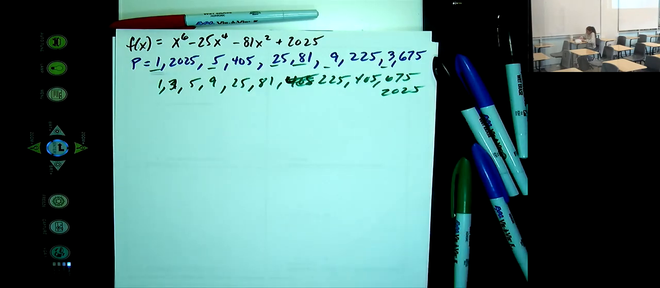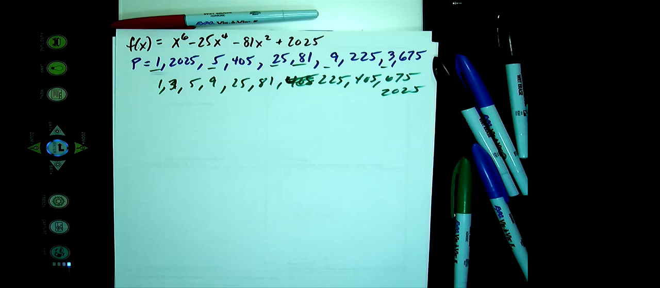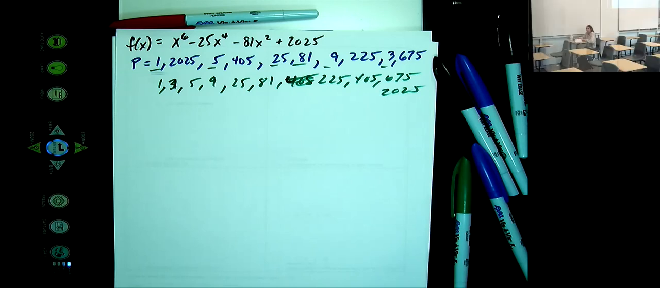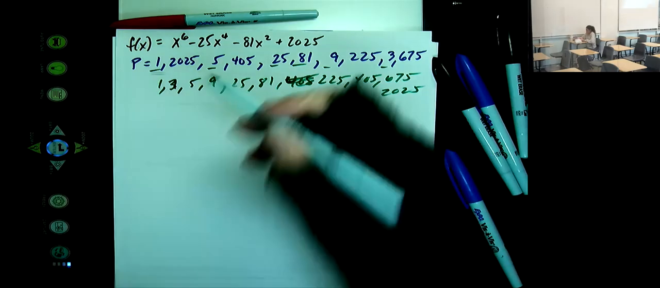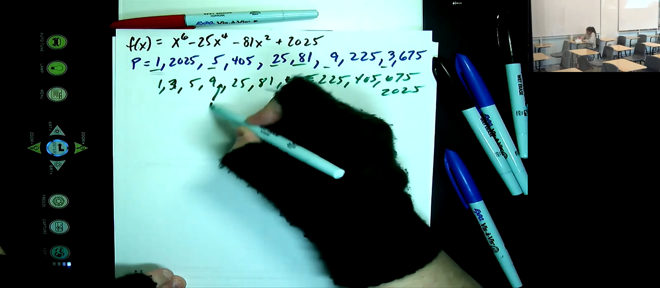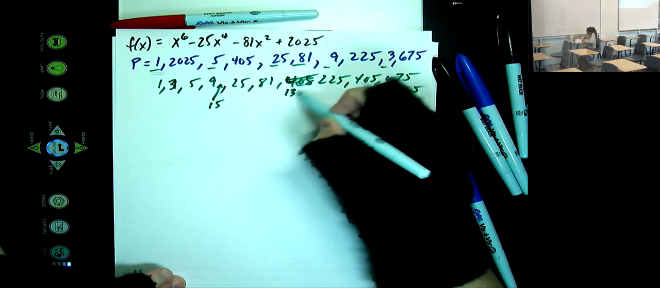God, I'm hoping it's something low. If my math is correct, another factor is 15 and 135. Oh, I didn't do that combination. Good check. So I'll put a 15 in right here and 135 right there.